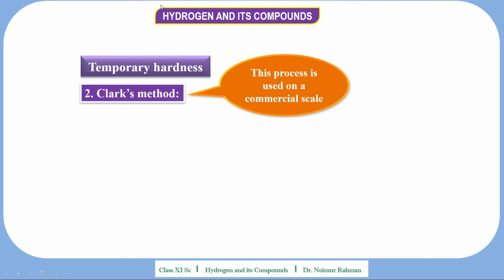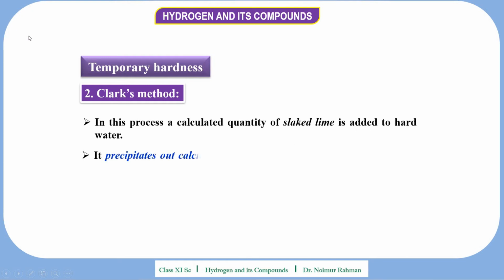The second method is called Clark's method. This method is used on a commercial scale. In Clark's method, a calculated quantity of slaked lime is added to hard water. It precipitates out calcium carbonate and magnesium hydroxide, which can be filtered off.